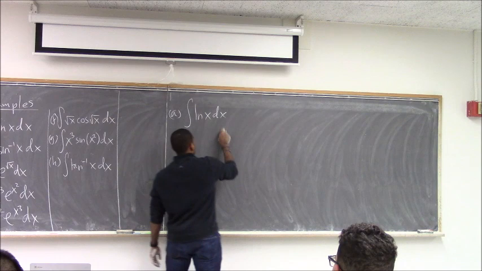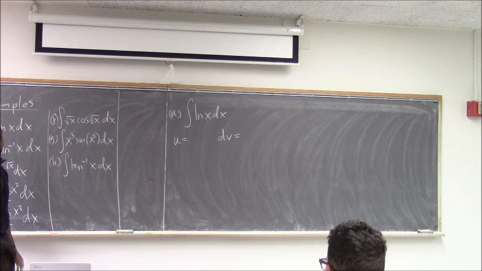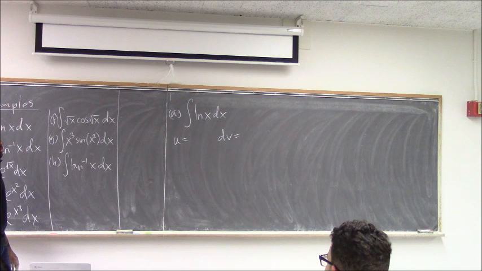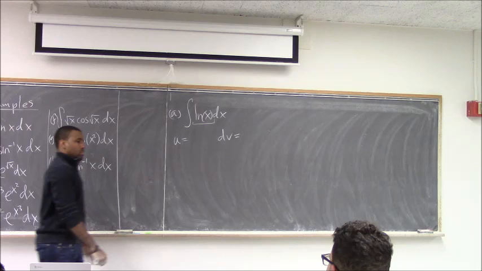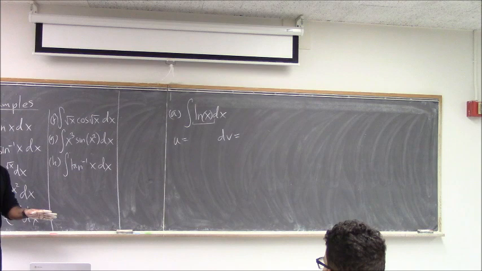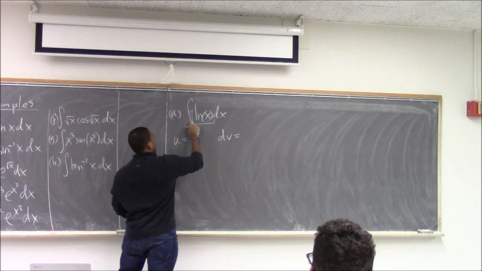What's your u and your dv? So remember, ln of x is one thing. You can't have the ln and the x dx, right? ln of x is one thing. At this point, you're like, what trick is this? There are not even two parts there. There are always two parts. That's the first thing. What is the other part? One.